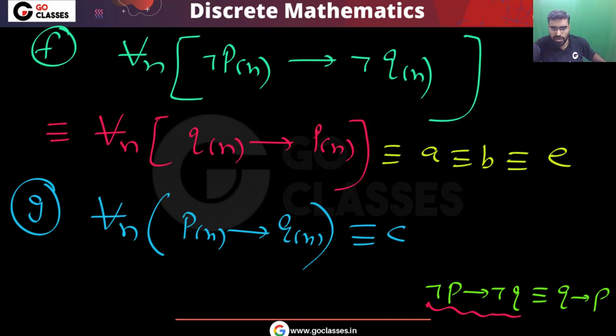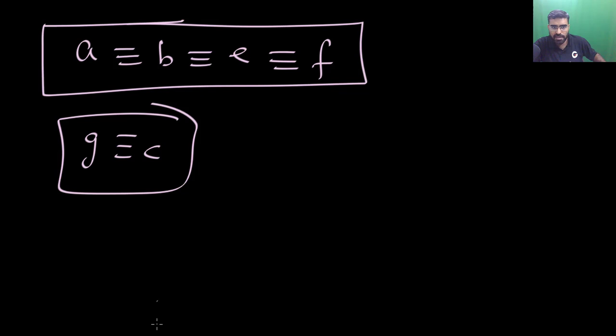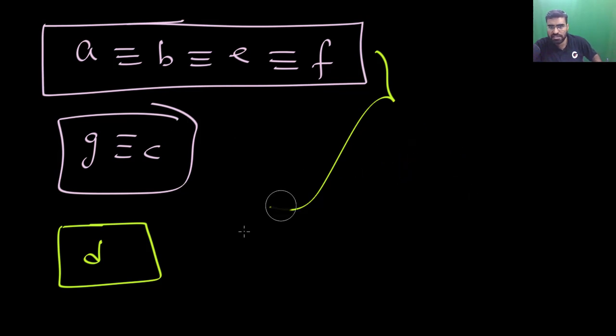So let me give you the final conclusion: statement A is equivalent to statement B, statement E, and statement F. These are equivalent to each other. And statement G is equivalent to statement C. For the remaining statements, statement D is not equivalent to any of them, so you can keep it separate. So very easily you can see this. This is your final answer.